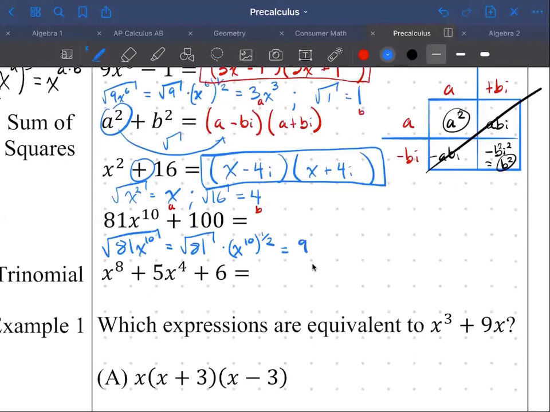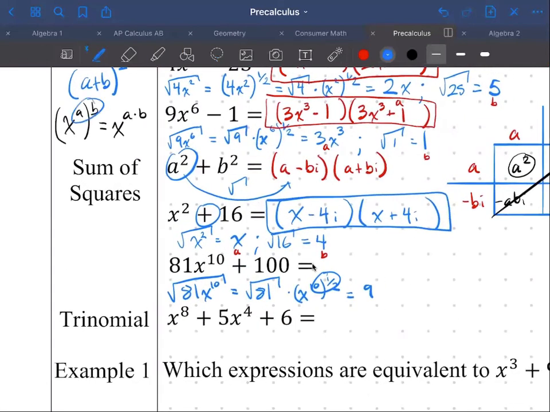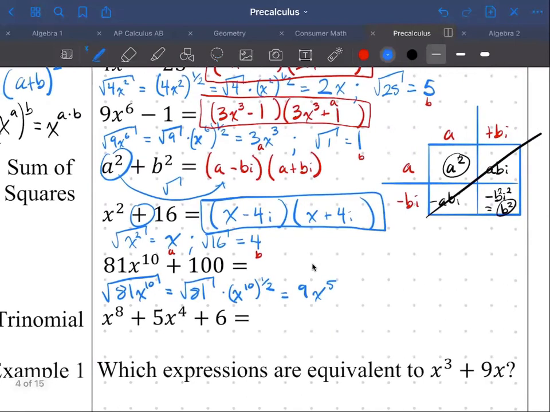9, okay. And then when I do x to the power of 10 to the power of 1/2, this formula up here states a power to the power, I just multiply them. So it's 10 times 1/2. 10 times 1/2. Yep. 5. So 9x to the power of 5. So you found the square root of 81 x to the power of 10. And then the last one that you need to do is the square root of 100, because that's our second number right here. What is that, Leo? Square root of 100? 10. There it is.